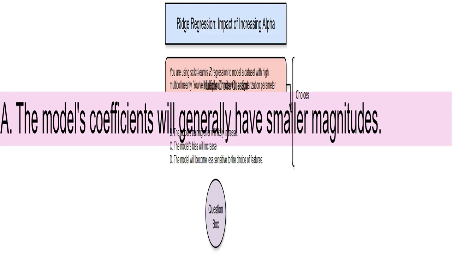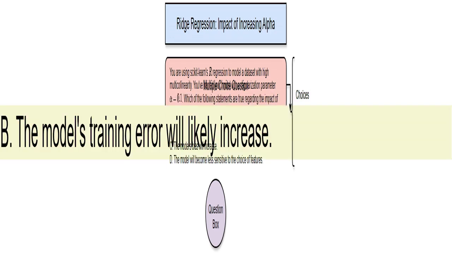Increasing alpha directly reduces the size of the model's coefficients. Think of it like this: a higher penalty discourages large coefficient values, making them shrink towards zero. Because the model is being forced to use smaller coefficients, it might not fit the training data as closely. This is expected and usually a good sign because we're trying to prevent overfitting.